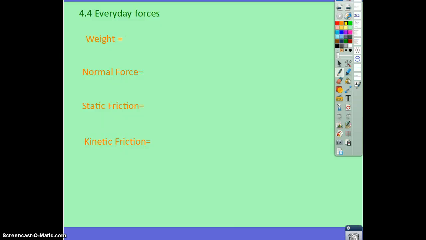Chapter 4, Section 4, Everyday Forces. We've thus far discussed Newton's three laws, and we're ready to start talking about applications of those laws to a greater extent. The first one we'll talk about is weight.